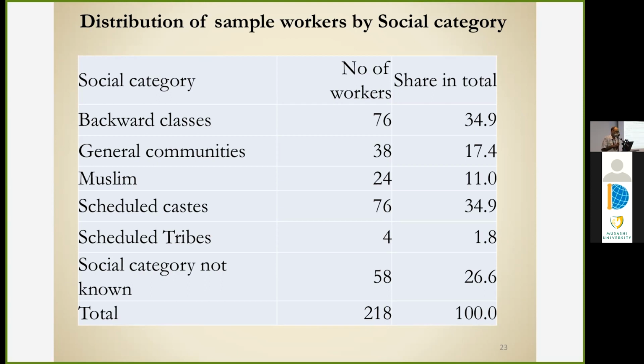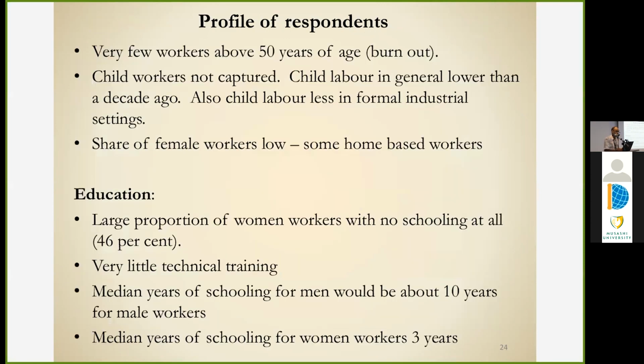Let me jump. Very few workers are above 50 years. There is a kind of burnout. Child workers were less, and in the industrial setting, we think that it's getting less and less. Women workers, some were home-based workers, which I said. Education was very less. 46% of our women workers had no schooling at all. This is the urban industrial sector. In terms of technical training, there was very little even among men.